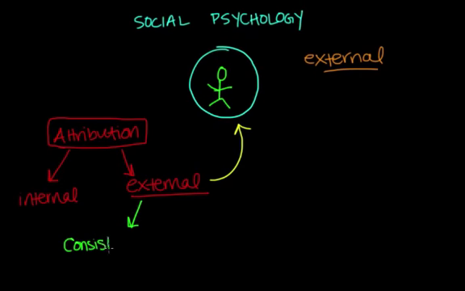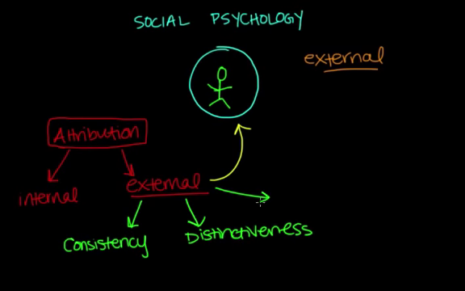When we're looking at external or situational circumstances, we're looking at consistency: does the person usually behave this way in the situation? The second is distinctiveness. Distinctiveness in this case is, does the person behave differently in different situations, or is this particular situation distinct? And the last is consensus: do others behave similarly in this situation?